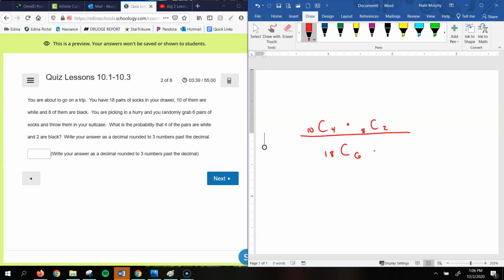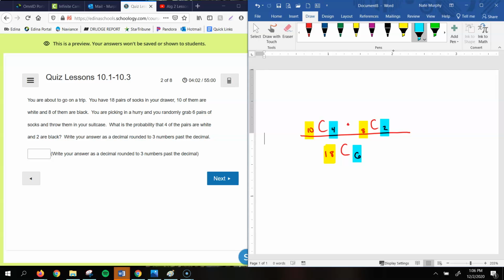By the way, when you're doing these, just a little test to make sure that you have everything set up right: the n's in the numerator should add up to be whatever the n is in our denominator. And our r values, which are 4 and 2, should add up to be our r value in the denominator. So that's a quick way that you can test and make sure that you have it set up correctly.